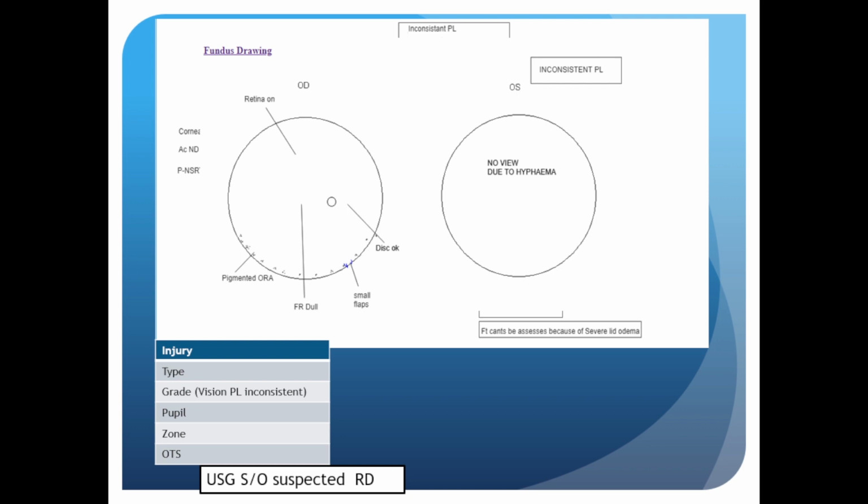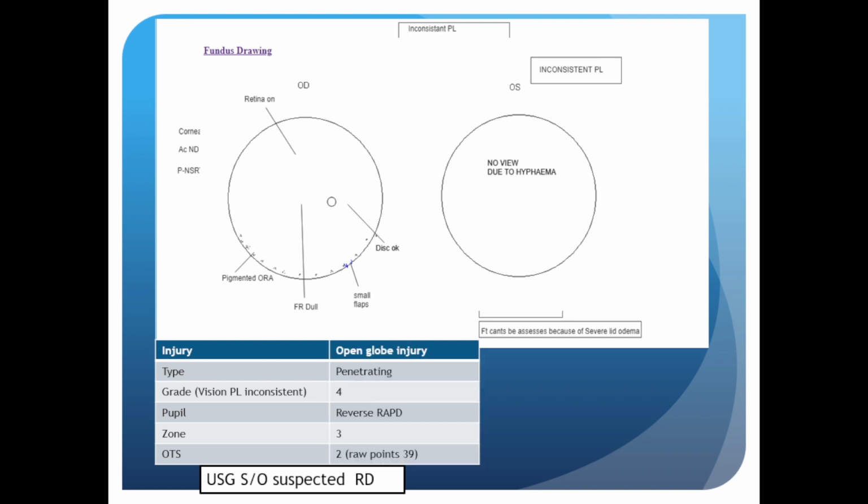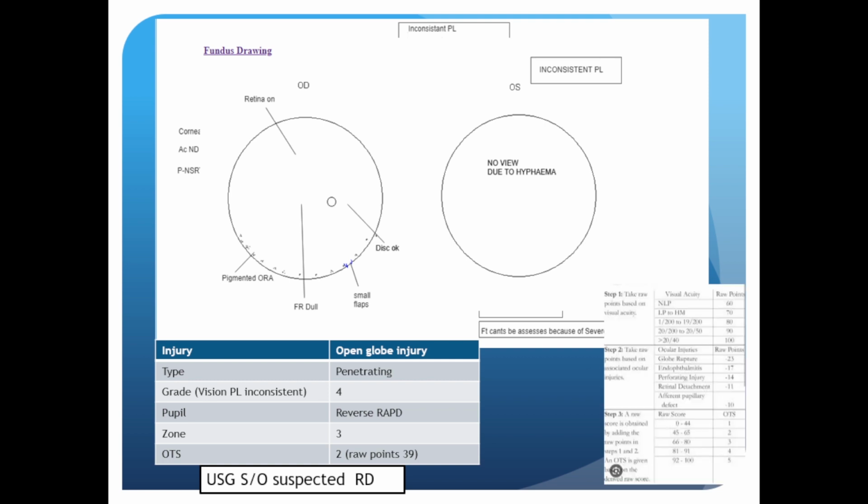Open globe injury, type is penetrating, grade 4, vision is PL. It was mentioned outside as zone 2, but we are not sure here because we couldn't examine the posterior extent of the wound, so it may be zone 2. The injury was open globe penetrating, grade was 4, reverse RAPD was present, zone 3, and the OTS score was 3, raw points were 39 according to this particular chart.